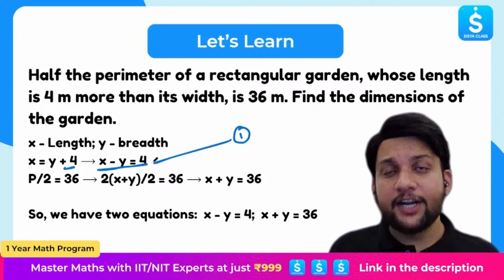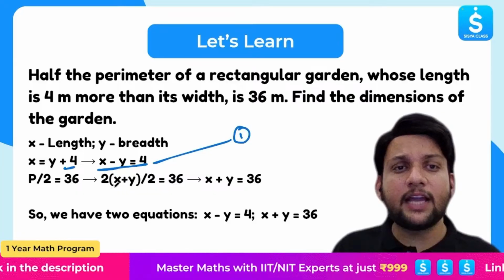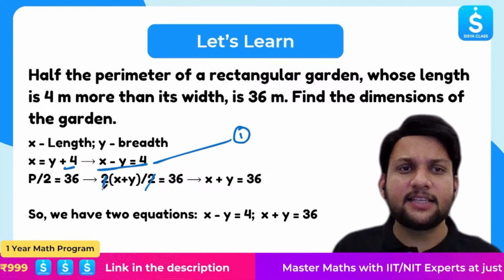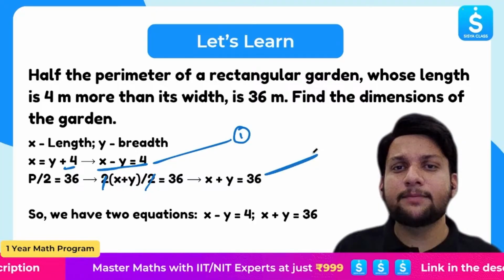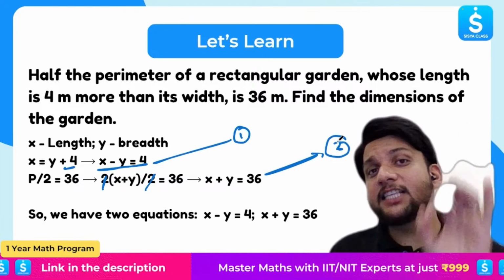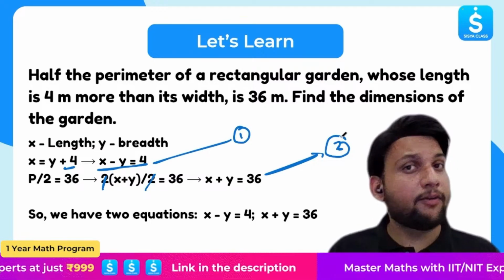Second, another condition is given that half the perimeter is 36. That means, what is perimeter? 2 times (x plus y) over 2 is 36. 2 and 2 I can cancel. So I'm getting the second equation as x plus y equals 36. So there we have it. We have two equations, x minus y equals 4 and x plus y equals 36. Next what? Yeah, we will plot them.